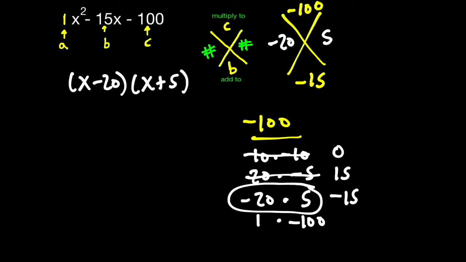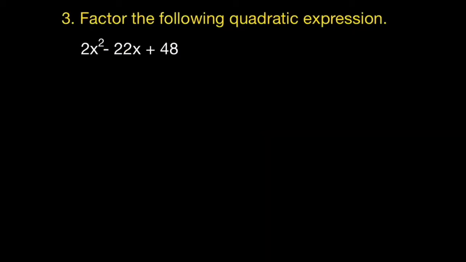I'd like to look at one more example, example 3. Here we have 2x squared minus 22x plus 48. In any factoring problem, the first thing that we always want to check and see is if we can factor out anything other than 1. In this case, notice that the 2, the 22, and the 48 all share a greatest common factor of 2. So I'm going to begin by first factoring out that 2.